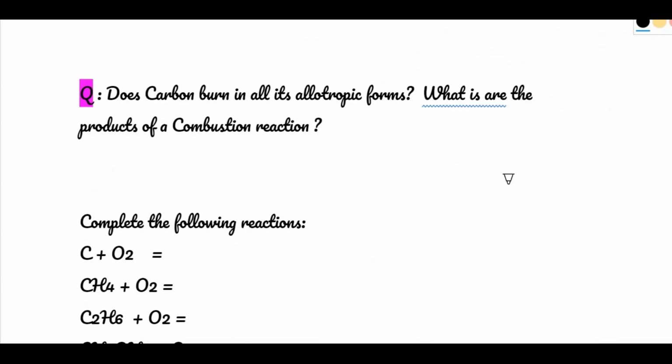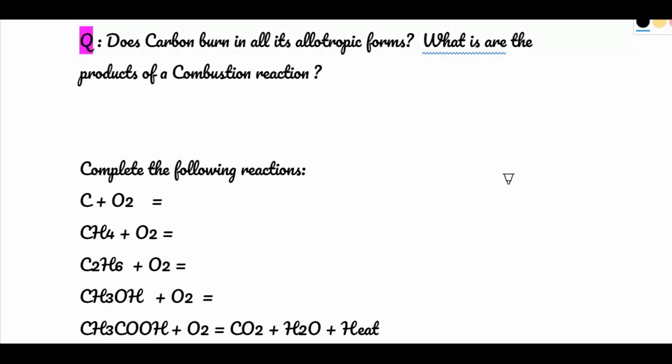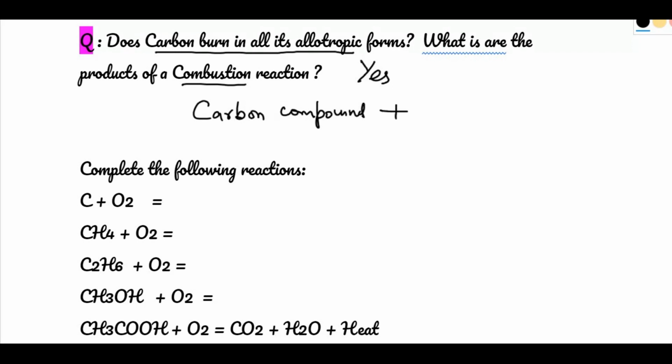Coming to this: does carbon burn in all its allotropic forms? The answer is yes, because it's still carbon, so it will burn. What are the products of combustion? The products of combustion are always carbon compounds or hydrocarbons. Combustion means heating the carbon compound to its ignition temperature in the presence of oxygen. It always gives carbon dioxide, water and heat energy.